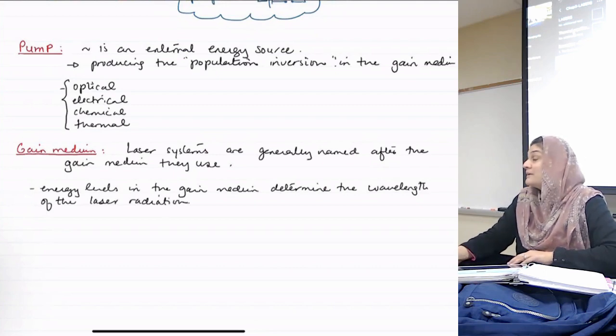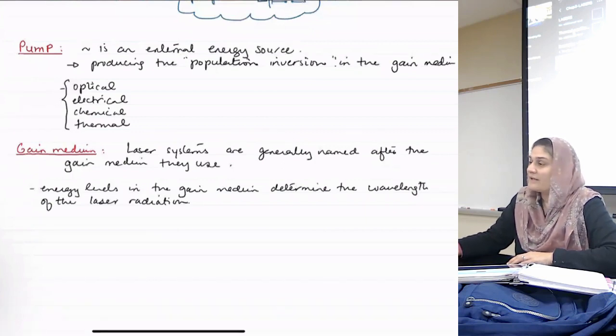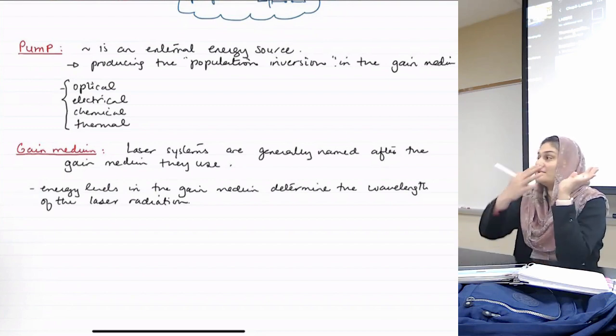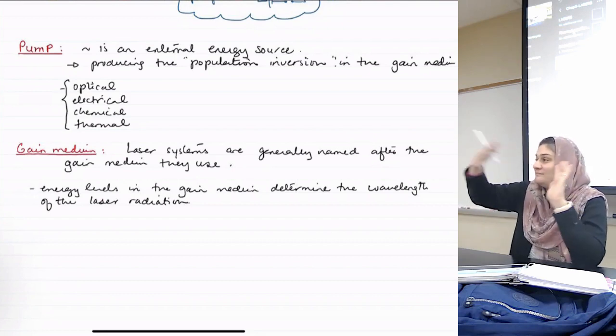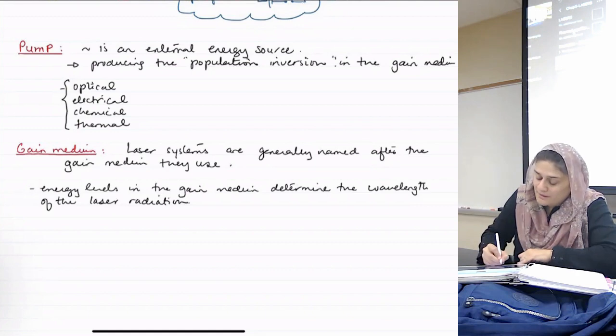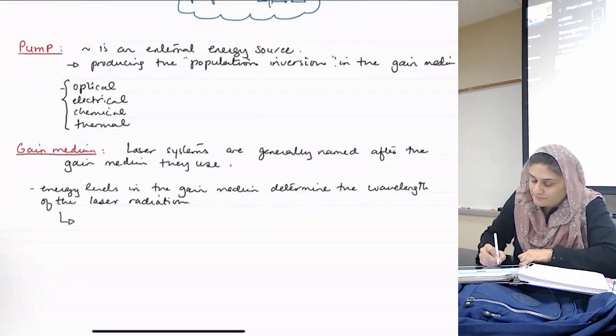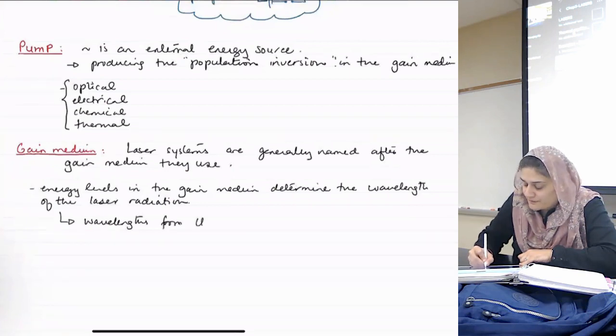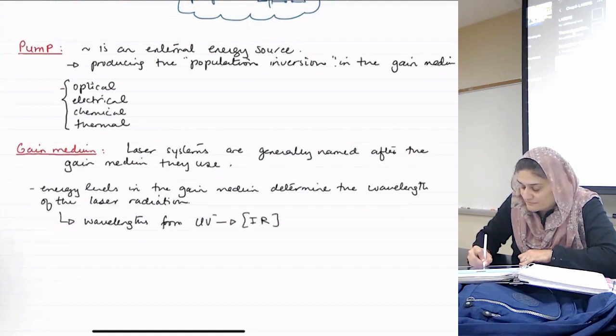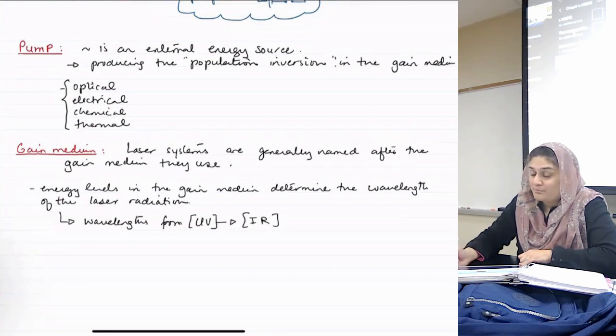The difference between green, red, infrared, what kind of a laser are you using? So you can have basically any kind of a laser you want, all the way from ultraviolet to infrared and everything in between. So you could have wavelengths from ultraviolet all the way to infrared. And more than half of the known elements can be used for lasing.